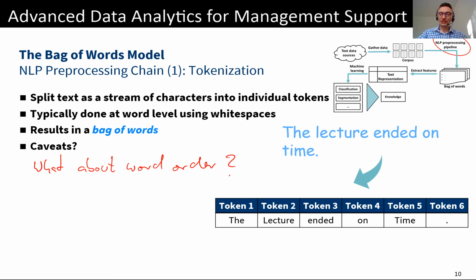Well, that's actually a rhetorical question. What about word order? Well, it's lost. In this sentence, I just split up the token from the first to the last one, but after this tokenization, the tokens appear individually. That's one thing that impedes the value or the effectiveness of the bag of words approach.